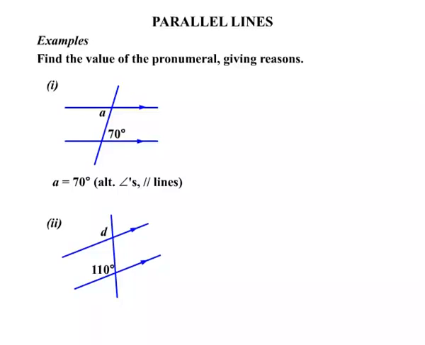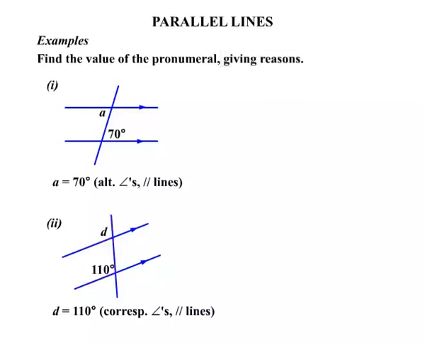This time, we've got another set of parallel lines with the transversal. We trace that D and trace the 110 degrees. That is the F angle, as we can see. So they are equal angles. They're corresponding. So we could write that D equals 110 degrees. And the giving reasons part: because they are corresponding angles and they're on parallel lines.